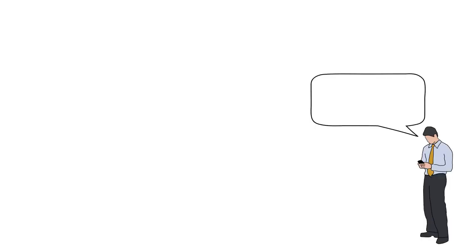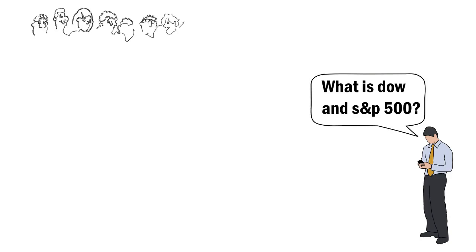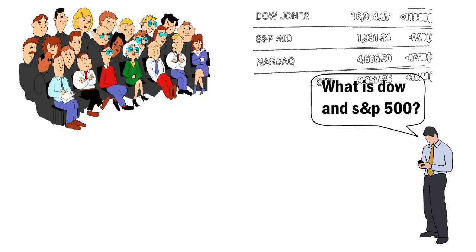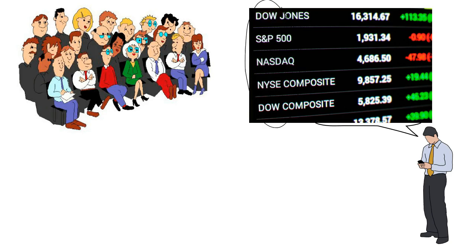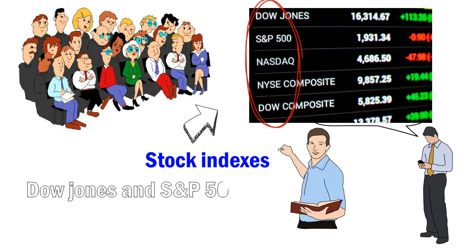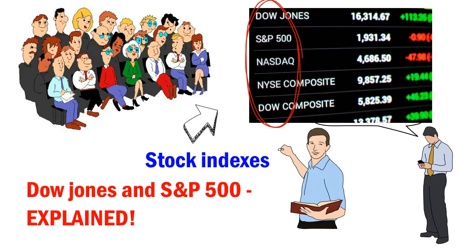I bet you must have heard of Dow Jones and S&P 500. But just what exactly are the Dow and S&P 500? All the people out there always pay attention to these numbers of the Dow and S&P 500. These numbers actually represent the stock indexes. In this video, I will fully explain to you the Dow Jones and S&P 500.